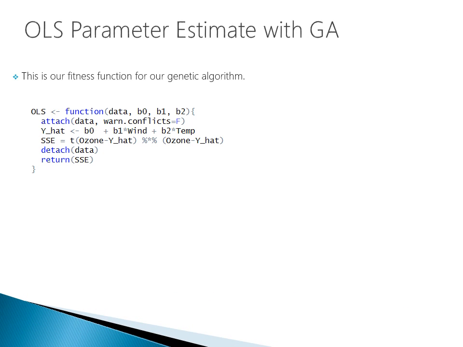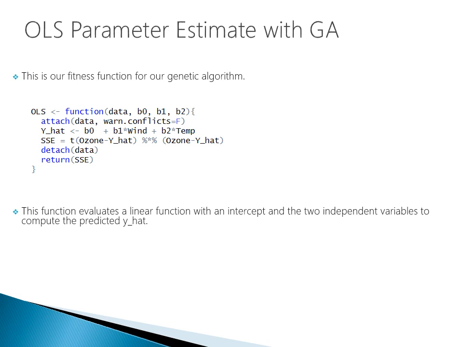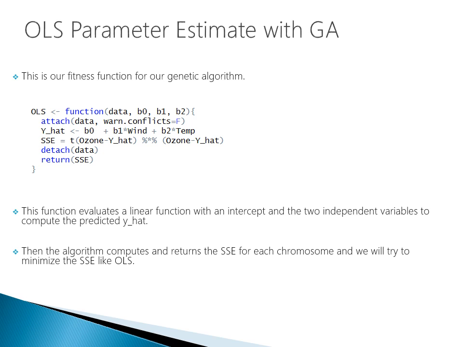So here's what our fitness function is going to look like for our genetic algorithm. In this case, instead of calling it fitness, I'm calling it OLS. Okay, and we actually see that we have the y hat equaling beta naught plus beta 1 times wind plus beta 2 times temperature. Okay, and we're calculating our SSE, and we're walking through that particular function. Okay, so it's evaluating a linear function, essentially, in this case. And then what we're trying to do is minimize the SSE for each chromosome in a manner very similar to what ordinary least squares does.